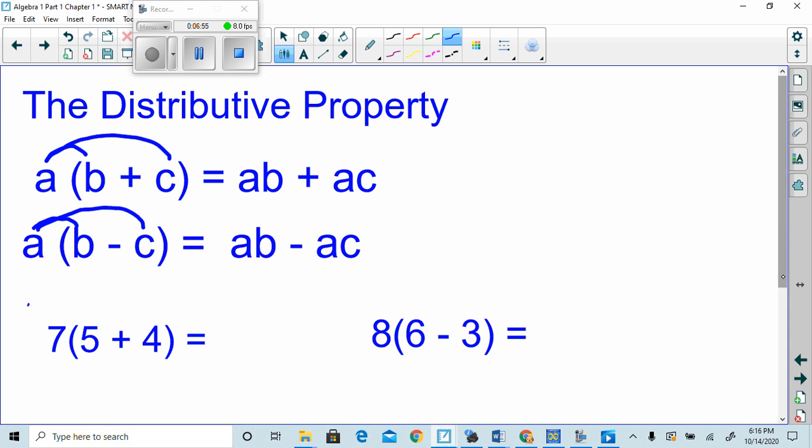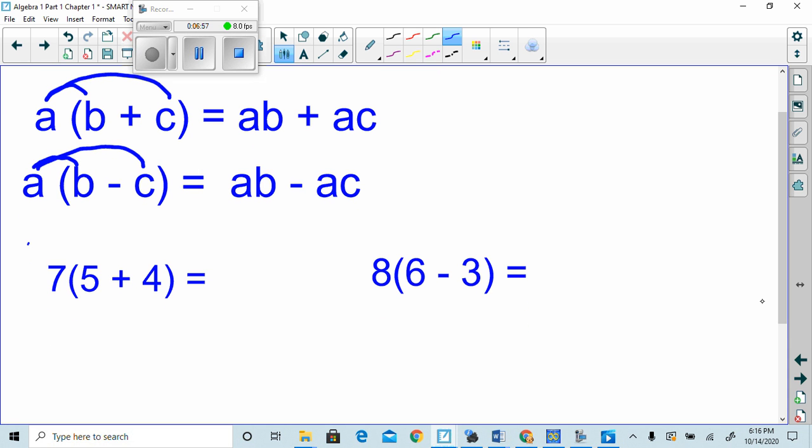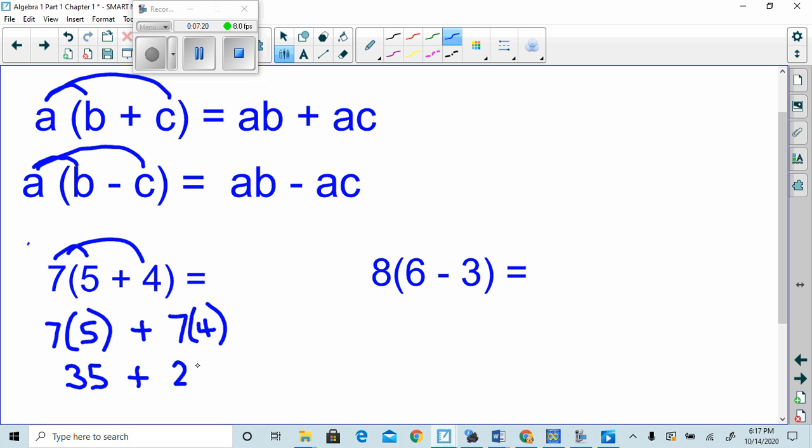Let's see how that looks in a problem. Prior to this, we would use order of operations if I asked you to simplify. But in this section, they're giving us another option. They're telling us, why don't we multiply 7 times 5 and then add 7 times 4. It's another way for us to simplify an expression. And then you simplify, and then you go ahead and find your final answer.